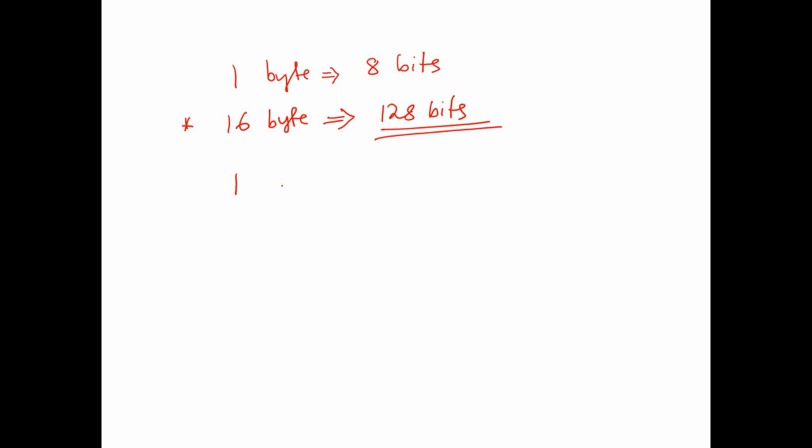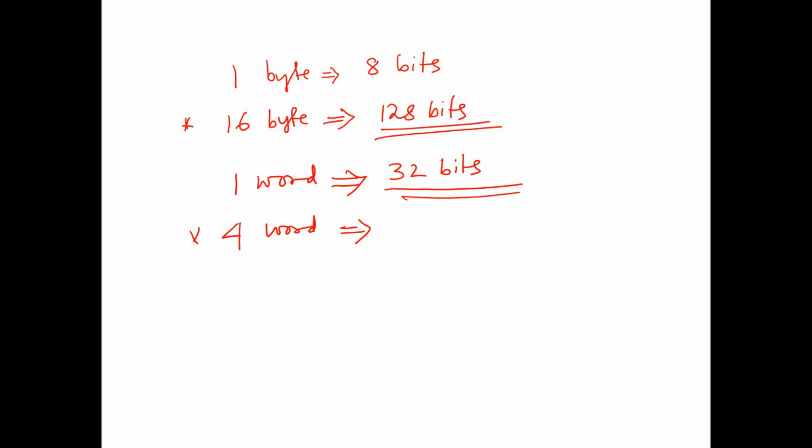Another thing that comes in is called a word. One word is 32 bits. This is the specification. And in case of AES, most of the time we are going to use 4 such words, so that means 16 bytes. You will soon find what exactly is meant by word.